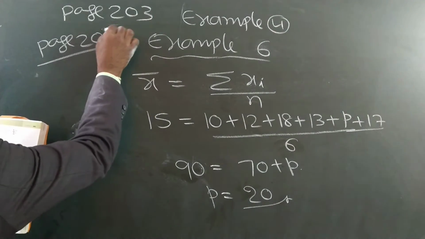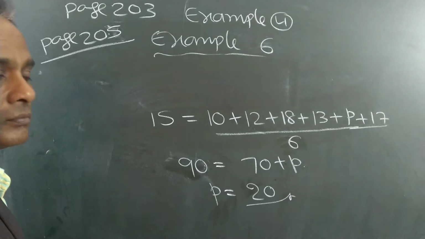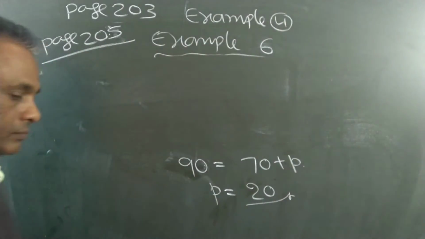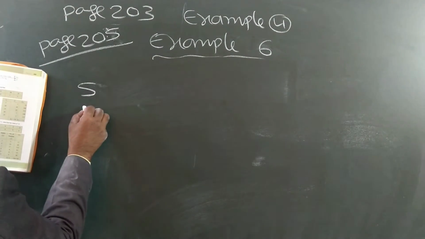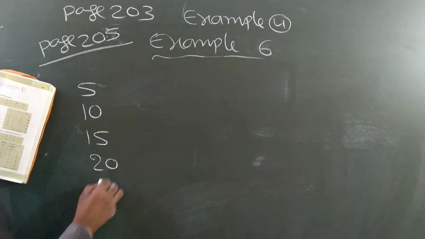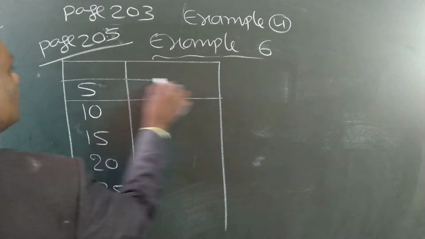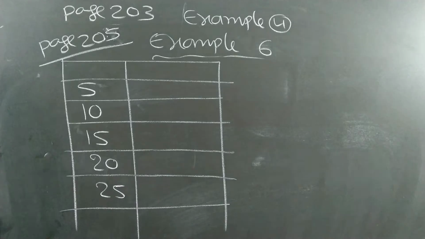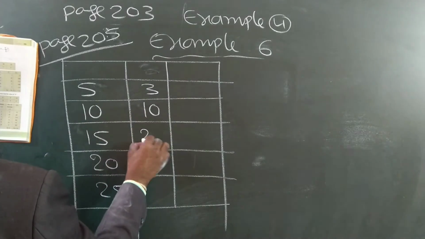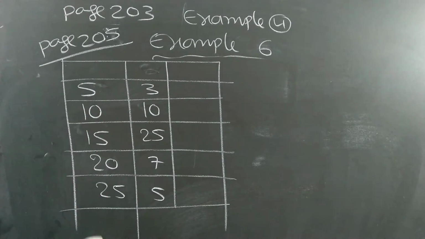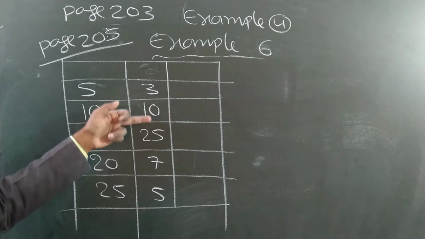Example 6, page number 205. Students, a table is given: 5, 10, 15, 20, 25 and 3, 10, 25, 7, 5. See here, two columns are given. See the question, example 6. Find the mean of the following: 5, 10, 15, 20, 25 with frequencies 3, 10, 25, 7, 5.